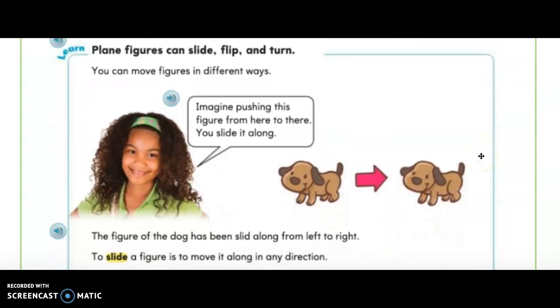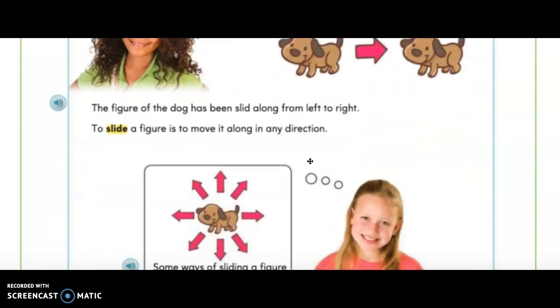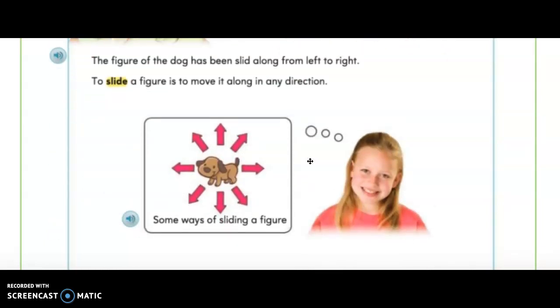So, plane figures can slide, flip, and turn. You can move them in all different ways. So imagine pushing this figure from here to there. That's like a slide. So the dog is here and it just gets slid over into a different area. So if you envision drawing on grid paper and then just sliding that figure across into another spot, that is what a slide is. So the figure of the dog has been slid along from left to right.